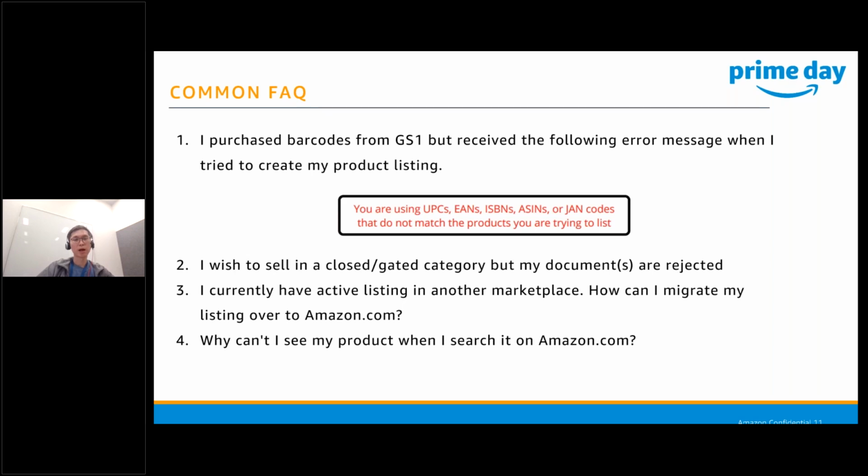Our next question is, I already have an active listing in another marketplace, so how can I migrate my listing over to Amazon.com? For example, you may already be selling on other marketplaces. How can you then migrate over? You can leverage a tool called Build International Listing Tool. This tool will help you create and update your offer, your listing, from a single source market to one or more target marketplaces that you want to sell in.